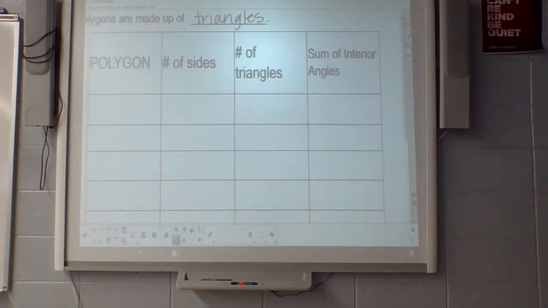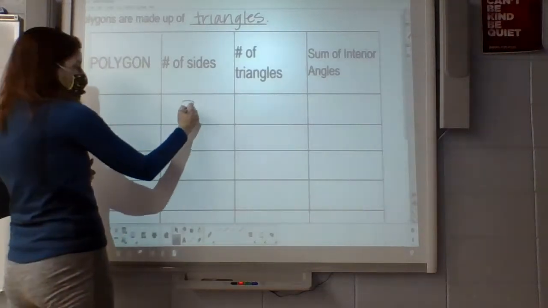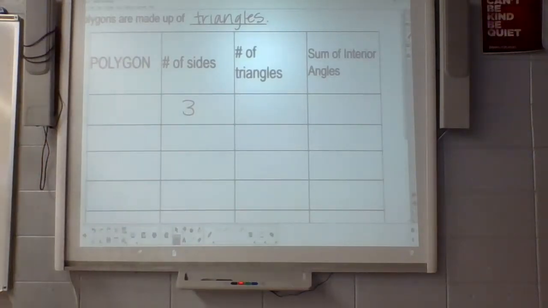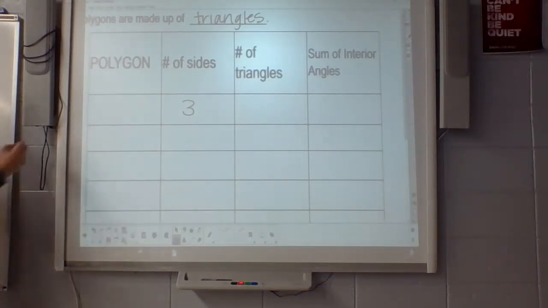So starting with a polygon, the smallest number of sides we can have for a polygon is 3. Because if you only have 2 sides, then it's not a shape, it's just 2 lines. So 3 sides are the smallest number of sides we can have for a polygon because it's an enclosed shape. And obviously that type of polygon is called a triangle.